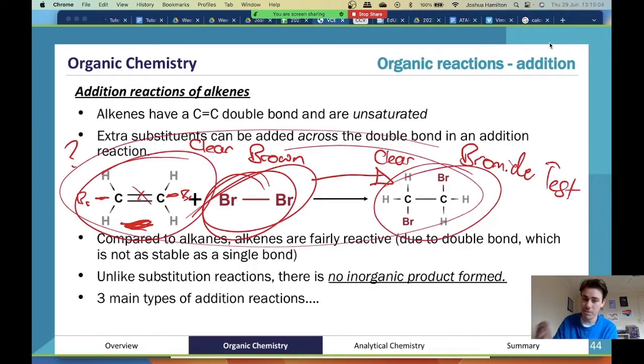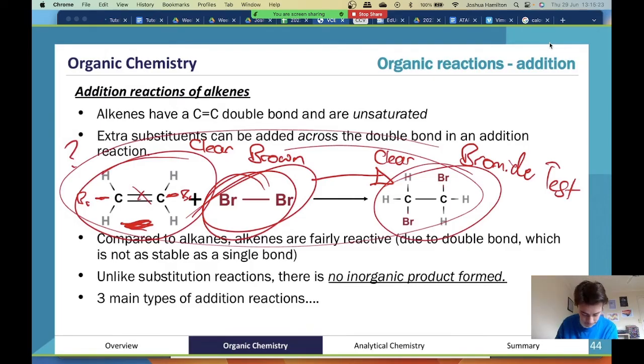So, therefore, your bromine or your bromide liquid was unable to react. It wasn't able to disappear, so you still got that molecule in there. It's still brown. Therefore, you had a saturated molecule already. That's a bromide test. So that does come up.